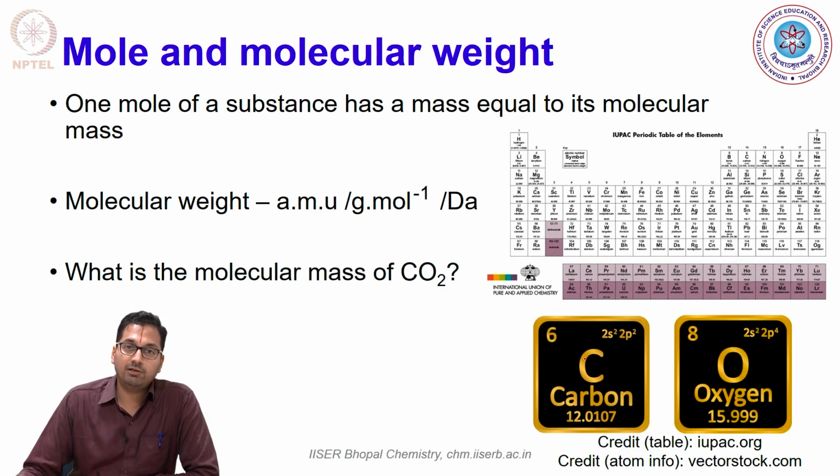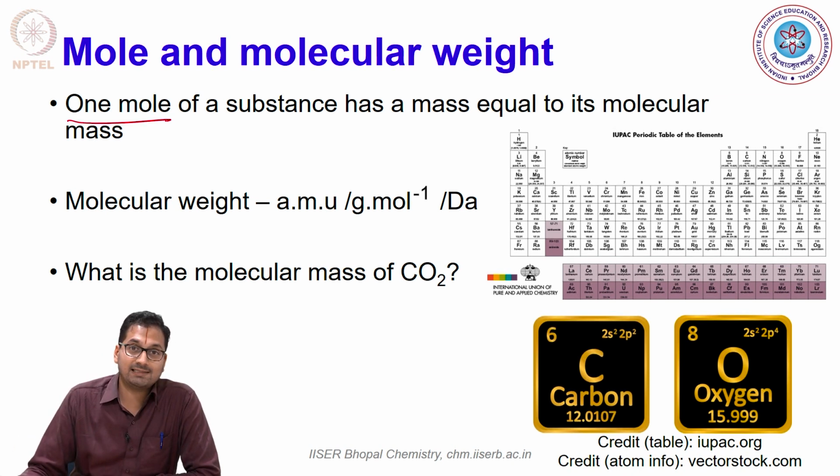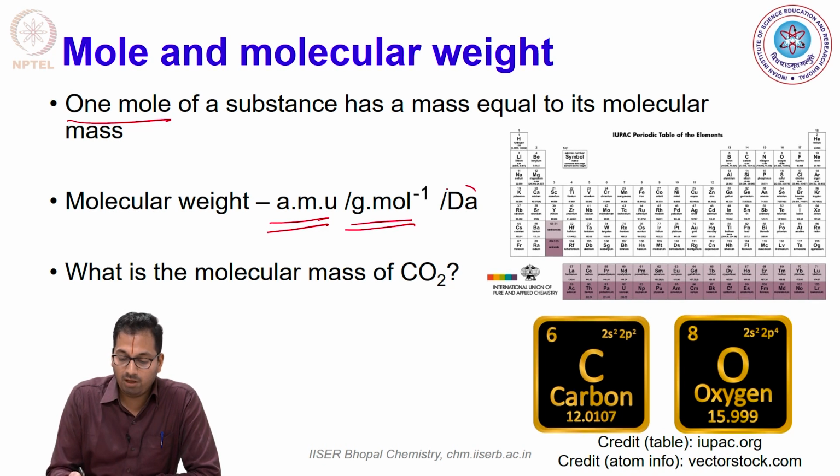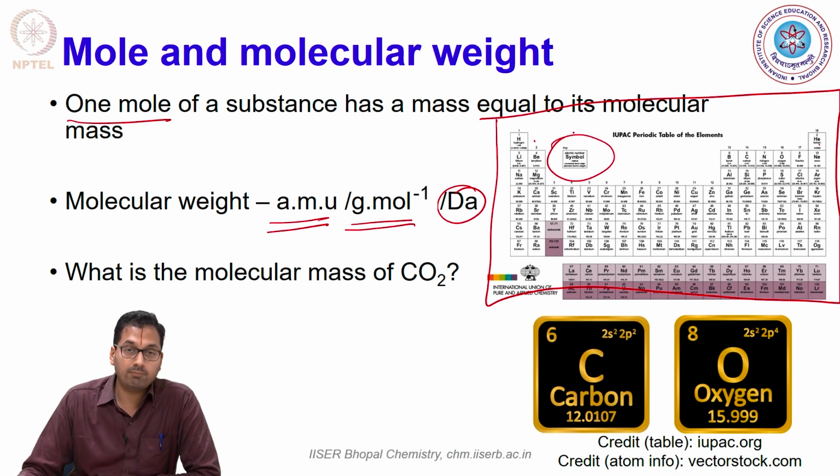So now let's get into the idea of what is mole and molecular weight. 1 mole of a substance has a mass that is equal to its molecular weight. As you see here, molecular weight is defined in atomic mass units or gram per mole or Daltons. And to the right hand side here, what you see is the periodic table given by IUPAC, which attributes different features such as the molecular mass of a given atom and its isotope.